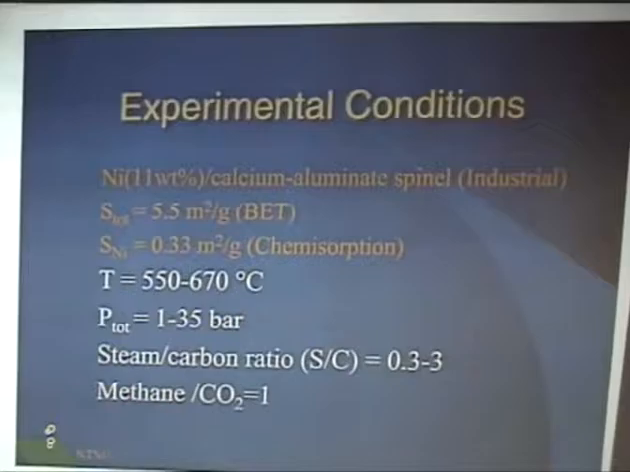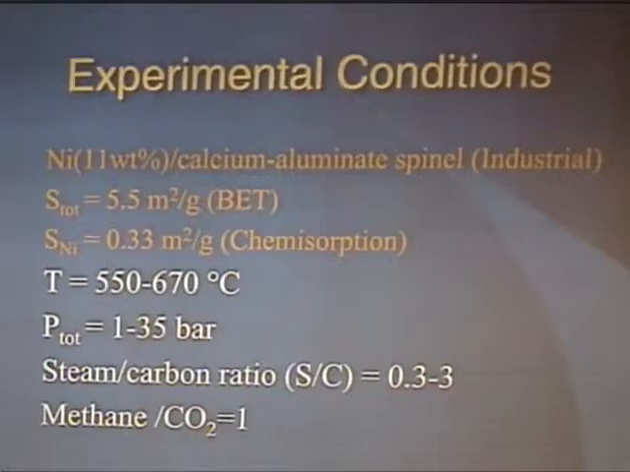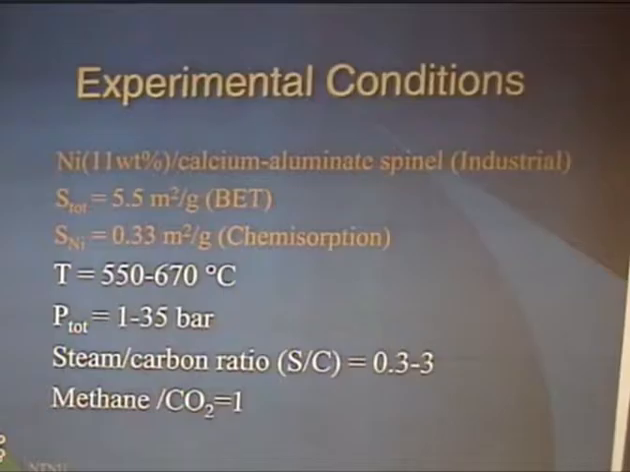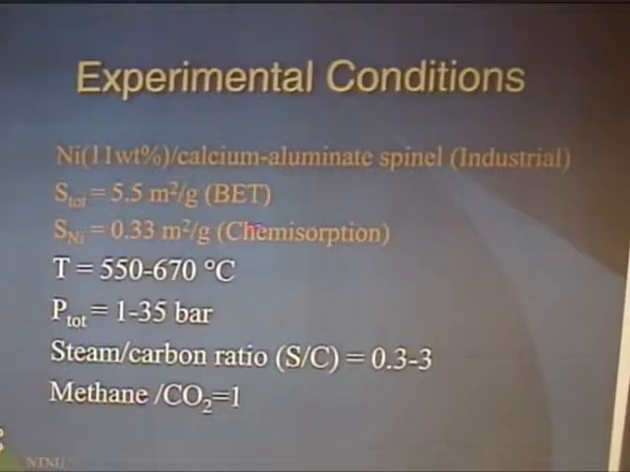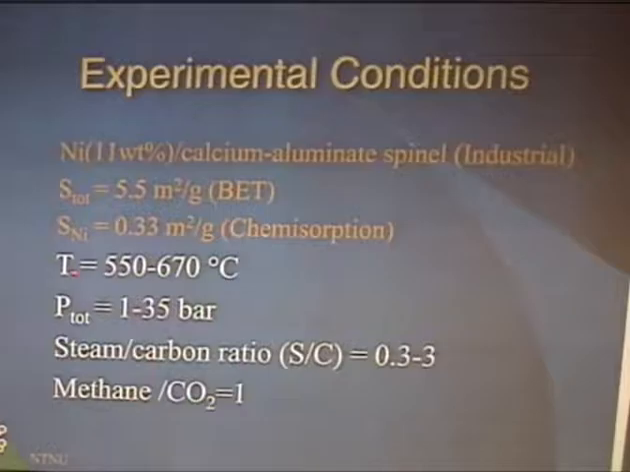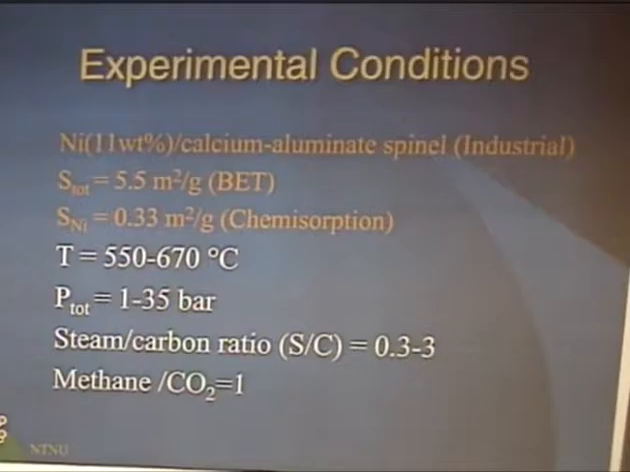The experiments which I'm going to present today are all done with an industrial catalyst. It's 8% nickel. It has a total surface area of 5.5 square meters per gram, and the nickel surface area is about 0.3 square meters per gram, which we have measured by chemisorption. The experiments were done in the region of 550 to 670 degrees centigrade. This is about the maximum for this type of reactor.